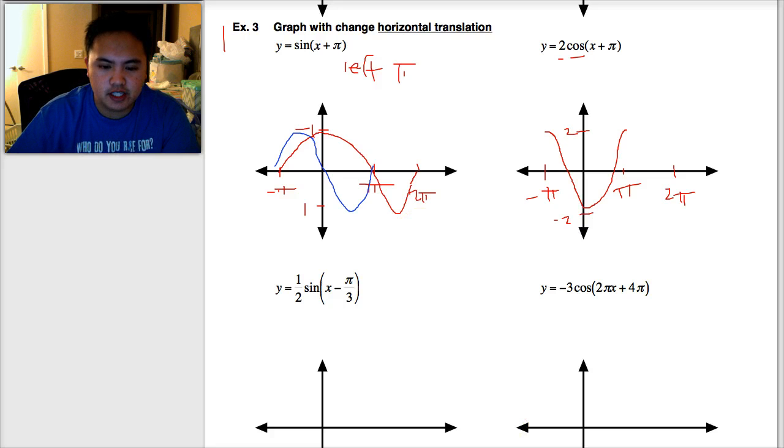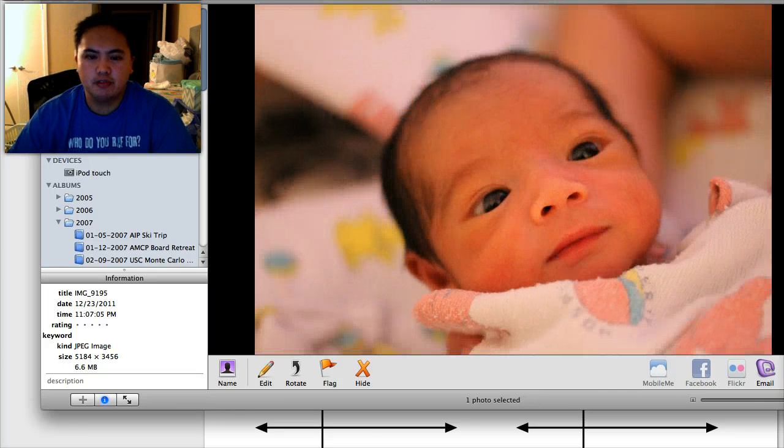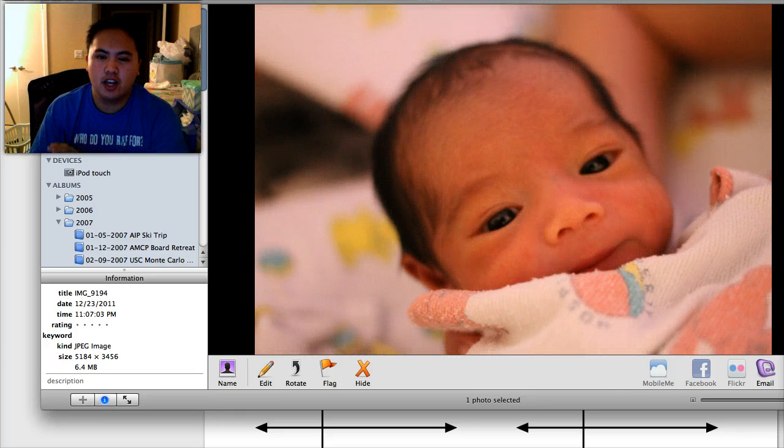I'll close, only have 10 seconds to show you just a quick picture of the baby. There he is. Very cute, very small. I hope you guys have a great weekend, and I'll see y'all on Monday. Take care.